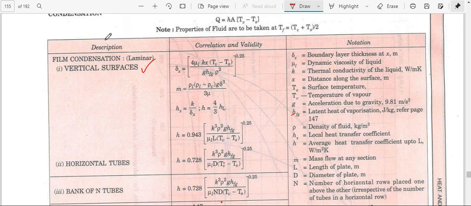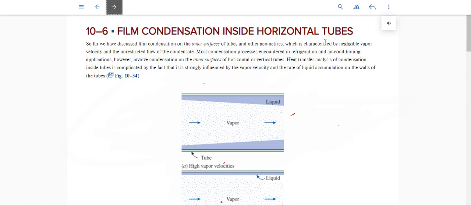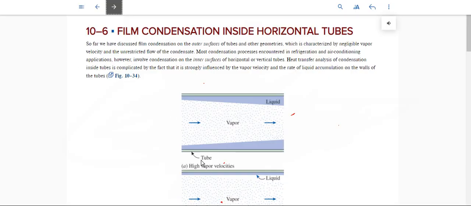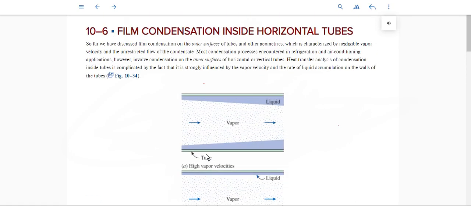After that, we can observe film condensation inside horizontal tubes. This is the horizontal tube, this is the vapor, and this is the liquid. Here we have high vapor velocity and low vapor velocity. In the first diagram, the high vapor velocity is gradually changing. In the second diagram, the flow velocity is different.